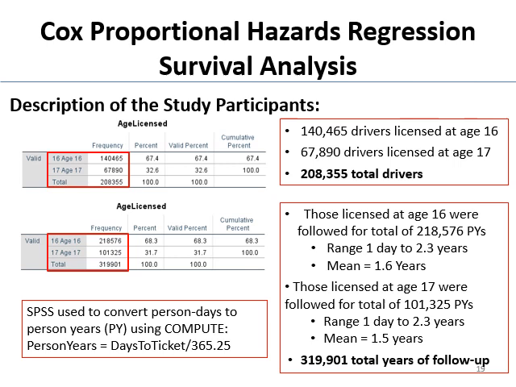So across those two groups, that's 319,901 total years of follow-up for 208,355 drivers. That is how many years we followed them up until they got a ticket, we lost track of them, or the study ended. And we've converted days to years here because it would just be a huge number of days. So this makes it easier to talk about.